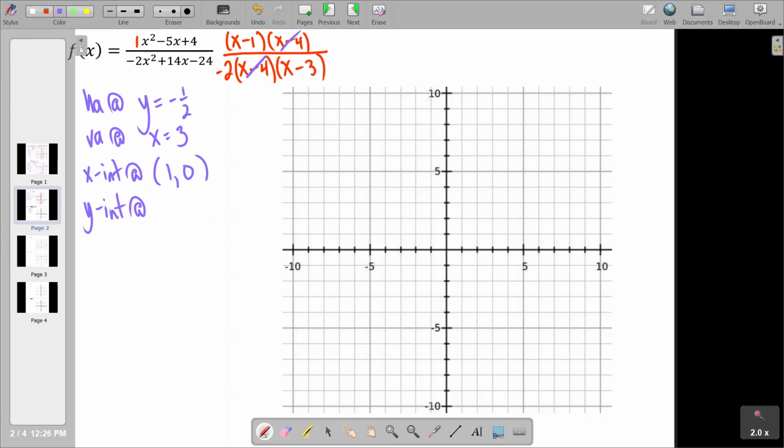So I really should have a post-reduction function up here. So it really looks like this, x minus 1 over -2 times x minus 3. It's good to have this laying around. So if you change all those x's into zeros, on top you get -1, and on bottom you get +6. So it's -1/6. So the y-intercept is at 0, -1/6, and that leaves us with holes.